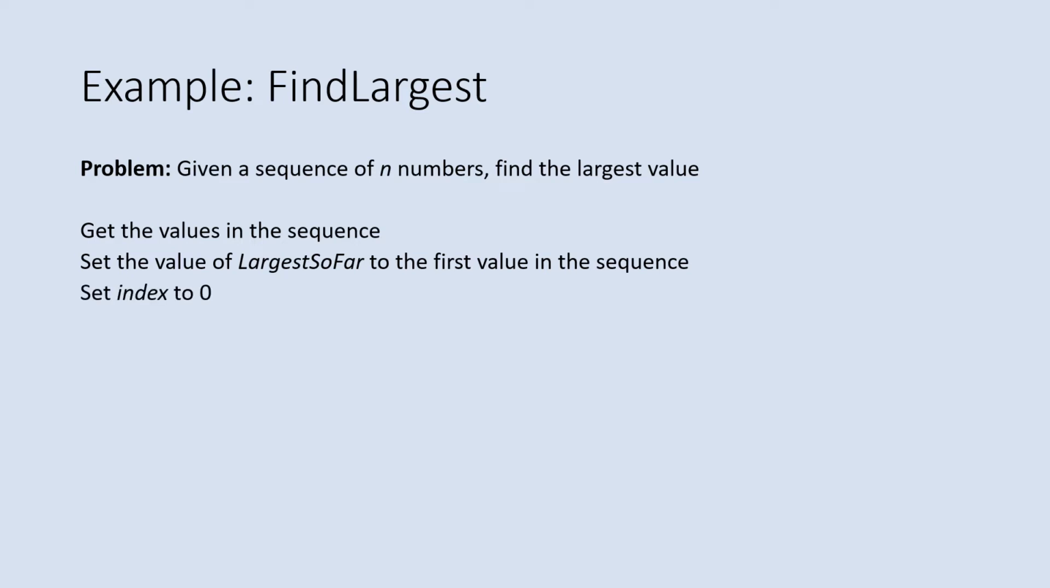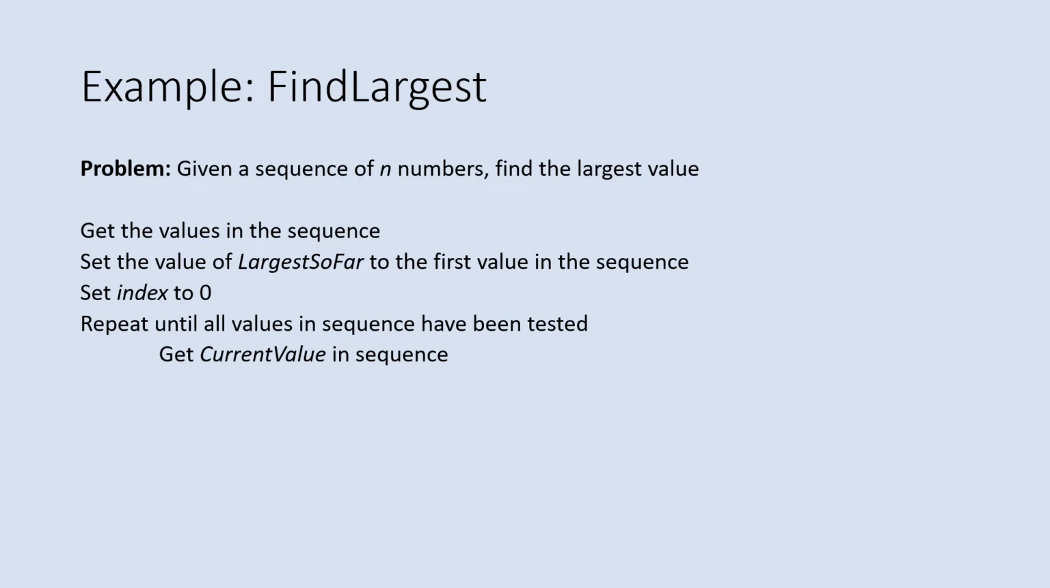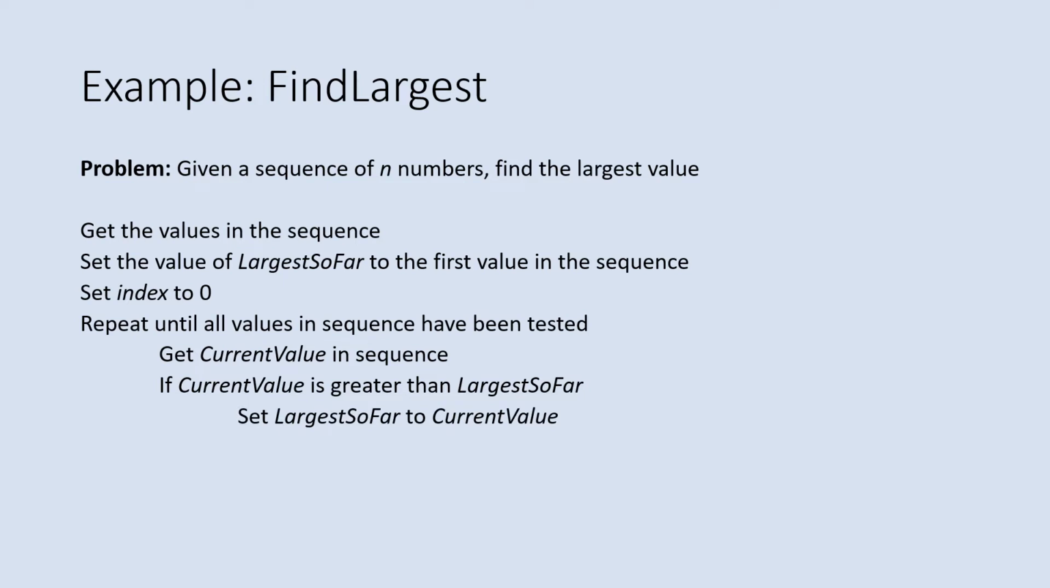So we can set the index to 0, which corresponds to the first value, or if we wanted to do this with a 1 index, we would set the index to 1. Again, that's a choice that we can make of what index we're starting with. How are we going to count off the sequence of numbers? Then we're going to repeat a process until all of the values in the sequence have been tested. The process is we're going to get the current value in the sequence, and if the current value is greater than largest so far, we're going to update largest so far and set that equal to the current value.